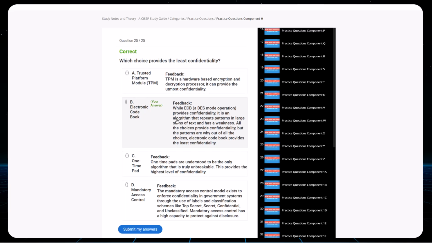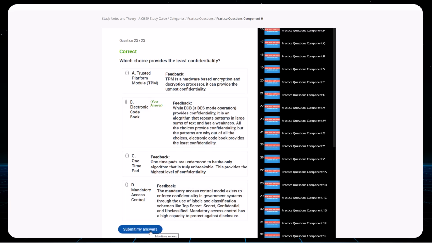Yes, TPM, as I said, is a hardware-based encryption. It's utmost confidentiality. One-time pads are understood to be the only truly unbreakable algorithm, and mandatory access control is all about enforcing confidentiality, with choice B being the correct answer, which provides the least confidentiality.